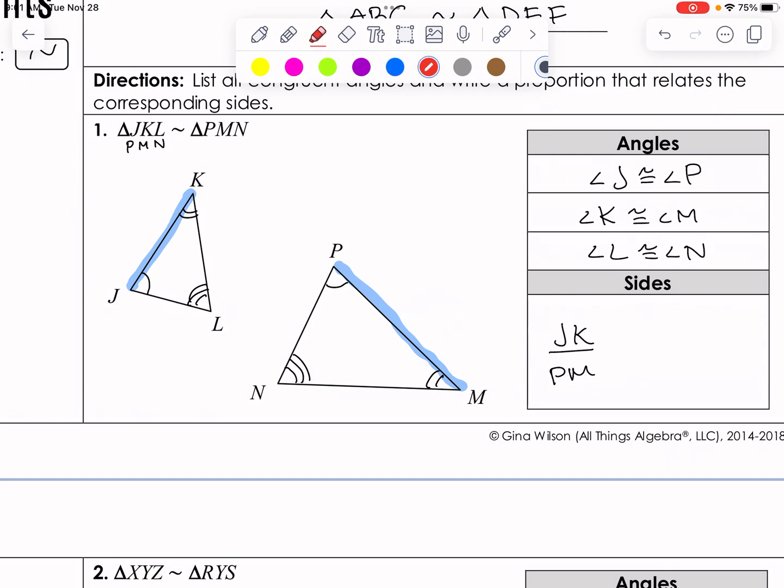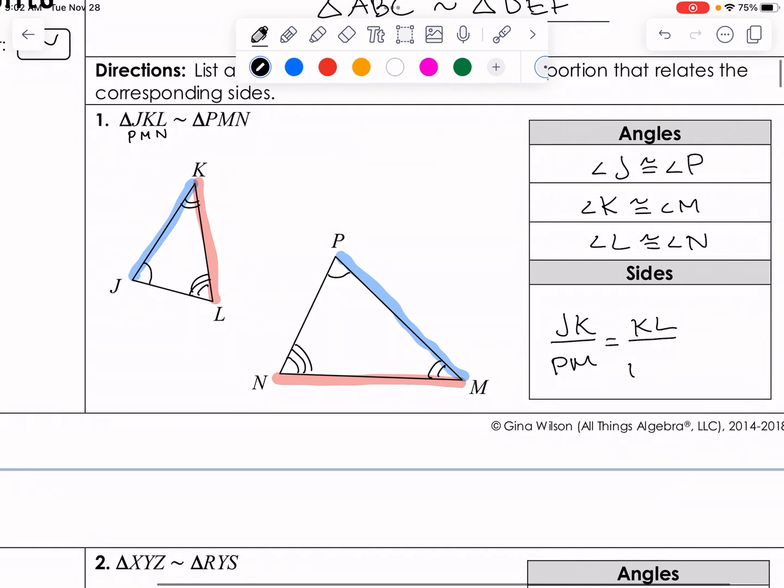Next one, we could say from 2 arcs to 3 arcs. This is going to be equal to the ratio of KL over MN. And the last one we don't have to highlight, it's just the one that's left over. I'll put that, this is LJ or JL, and PN.